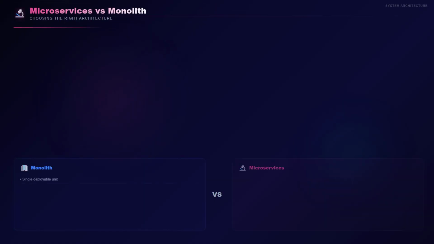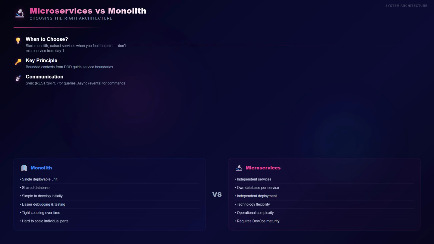One of the biggest architectural decisions you'll make is choosing between monolith and microservices. Let's understand both deeply so you can make the right call. A monolith is a single deployable unit. All your code lives in one application. It shares one database and one process. Monoliths are simple to develop, test, and deploy. For most startups and small teams, a monolith is the right choice.